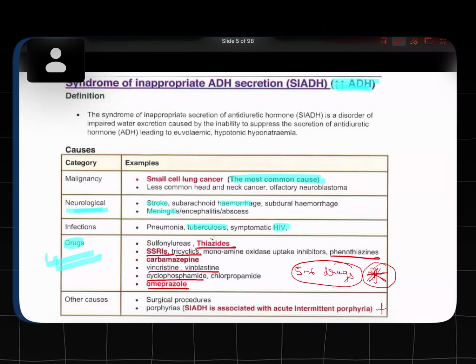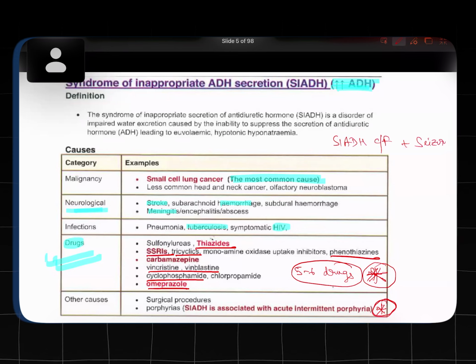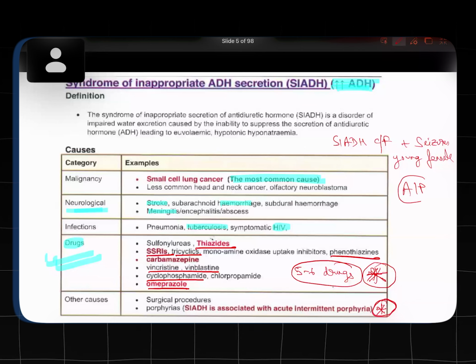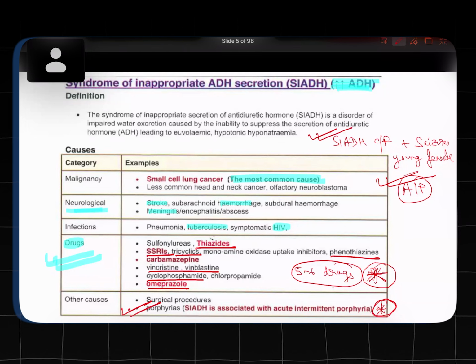And this SIAD is a cause of acute intermittent porphyria also. It can be associated. So they may give a SIAD-like condition and SIAD-like clinical features plus seizures, definitely in a young female. And one of the causes will be acute intermittent porphyria, one of the options, and that will be the answer. So if you know, you can answer. If you don't know, it's not possible to find out the cause there and then. So SIAD is associated with AIP, and the question that previously came in MRCP part 2 was this.